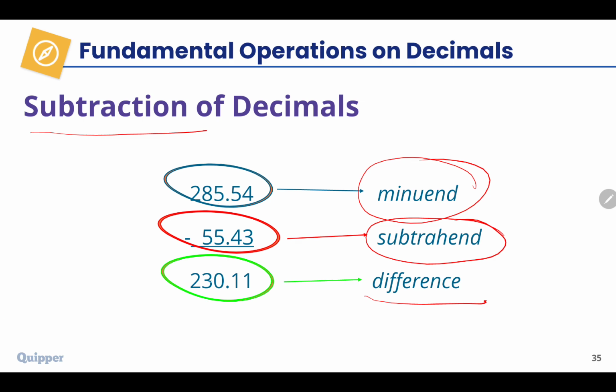Then, 5 minus 5 is 0. 5 minus 5 is 0. 8 minus 5 is 3. And 2 minus, since wala namang value dito, bring down nyo na lang si 2. Okay. So, the difference is 230.11.